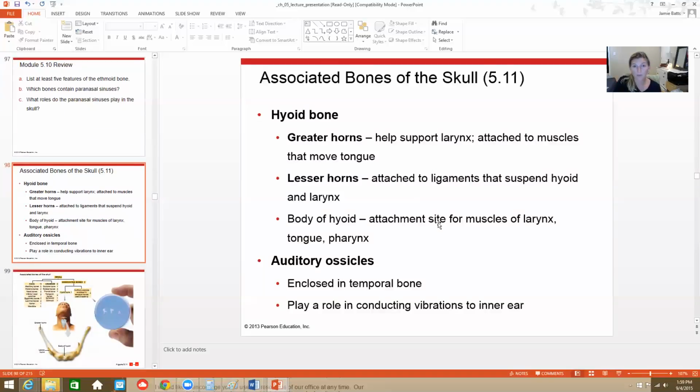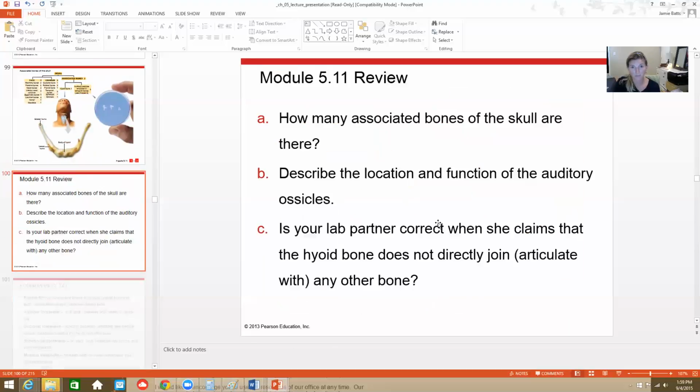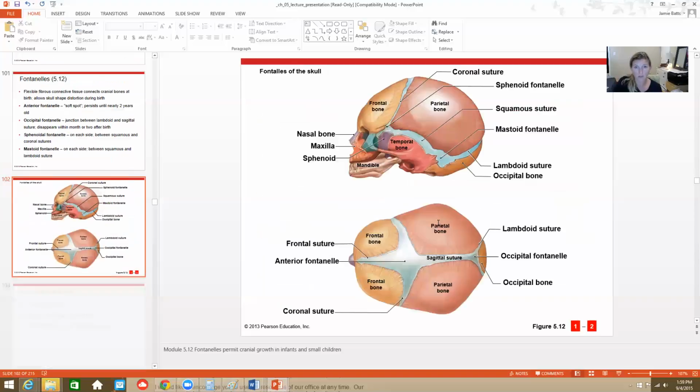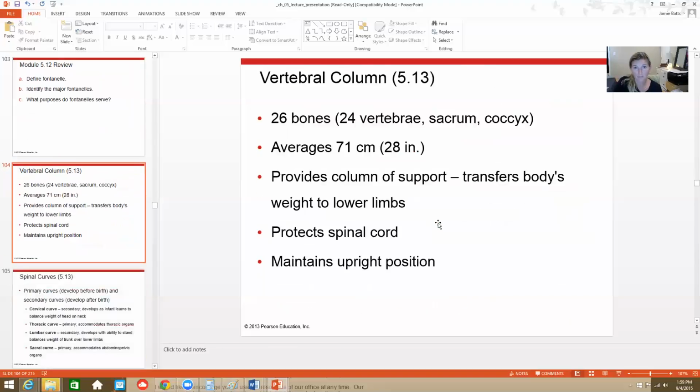Some other bones of the skull, the hyoid bone, you should know what that is for me. That's an interesting bone. The auditory ossicles, you'll probably get to know those later when we do our senses. And same thing with fontanelles. You do not need to know these for my part of the class, but you may need to know them for lab. Our vertebral column, just know some statistics like this.